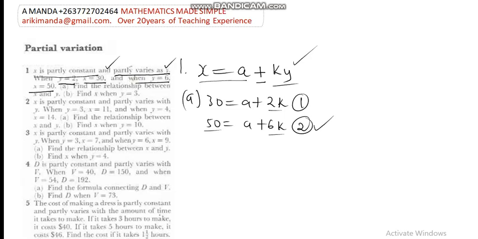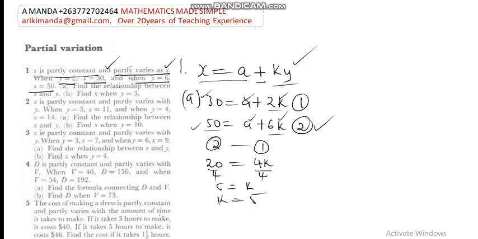So it's always wise to say equation 2 less equation 1 in order to solve these two simultaneous equations, so that we don't end up using numbers with negative signs. So 50 less 30, we get 20, is equals to a minus a, that's 0. 6k minus 2k, we get 4k. Let's solve for k. We divide both sides by a 4. So this is a 5. 20 divided by 4, that's 5, is equals to k. Our k is equals to 5.